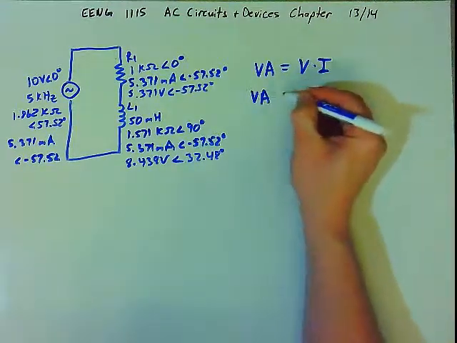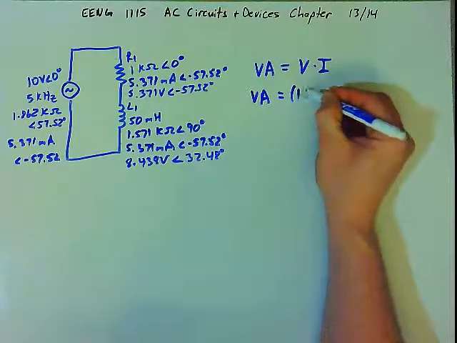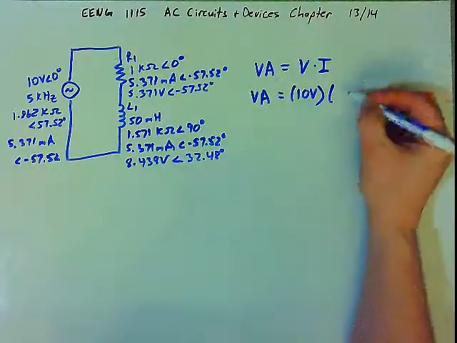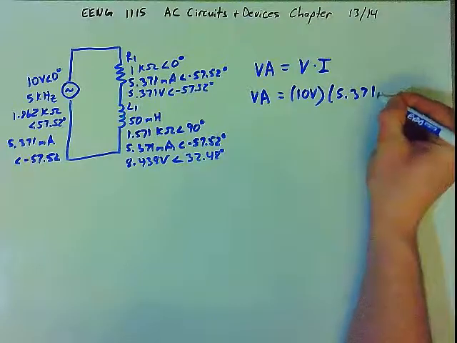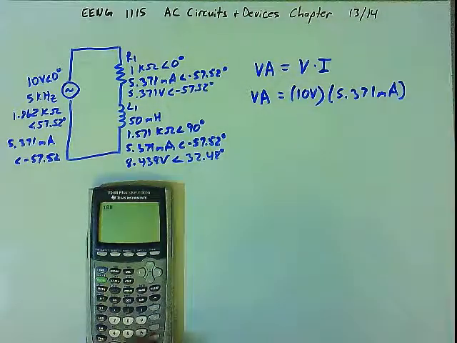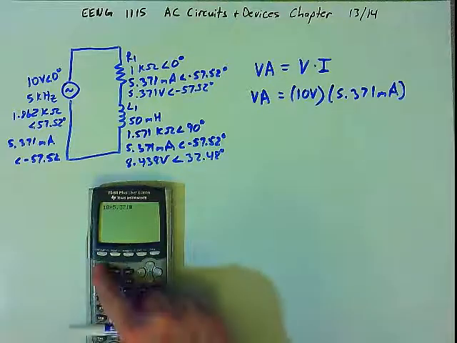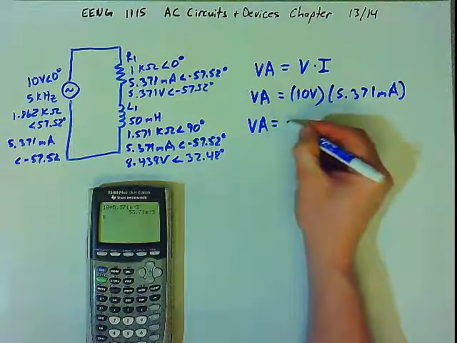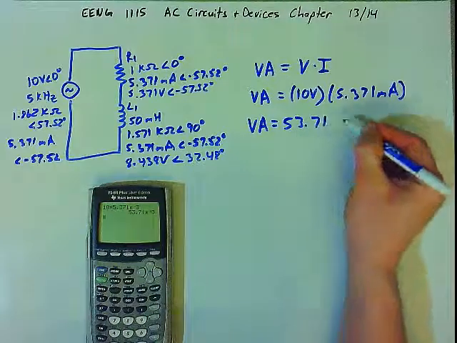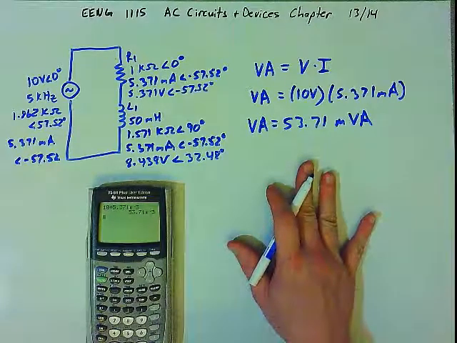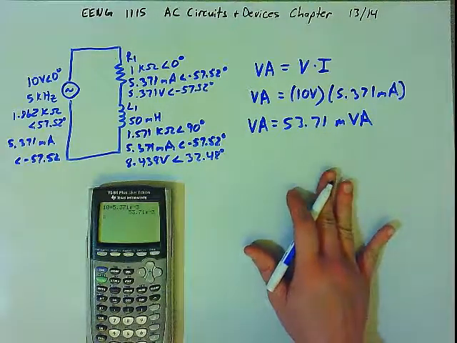So the volt amps for this circuit will be equal to the voltage, which is 10 volts. Notice I'm still using RMS values, multiplied by the current, which is 5.371 milliamps. And again, I'm not considering any part of the phase angle for these vectors. And so if we take 10 volts and multiply by 5.371 milliamps, we're going to get 53.71 millivolt amps. This is not in watts because the voltage and the current are not in phase with one another. So we call this volt amps.